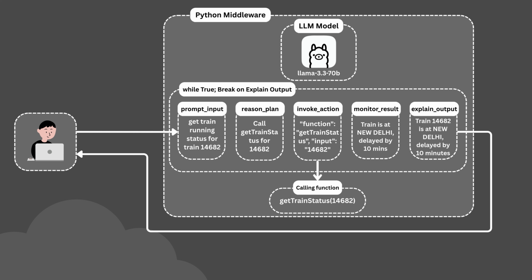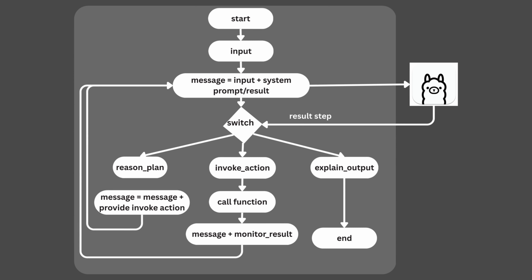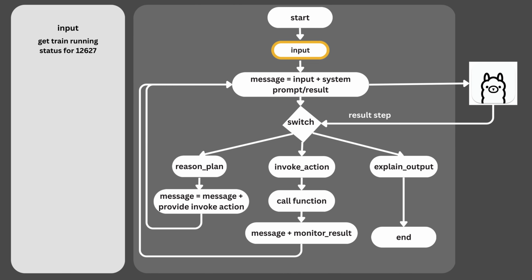So the LLM cannot call the function directly; it is asking us to call it, and this Python middleware is handling all these requests. Let's see this example in detail: get train running status for 12672. This is the entire flow that we are going to traverse along with the LLM model and the Python middleware. So our input is going to be get train running status for 12627.